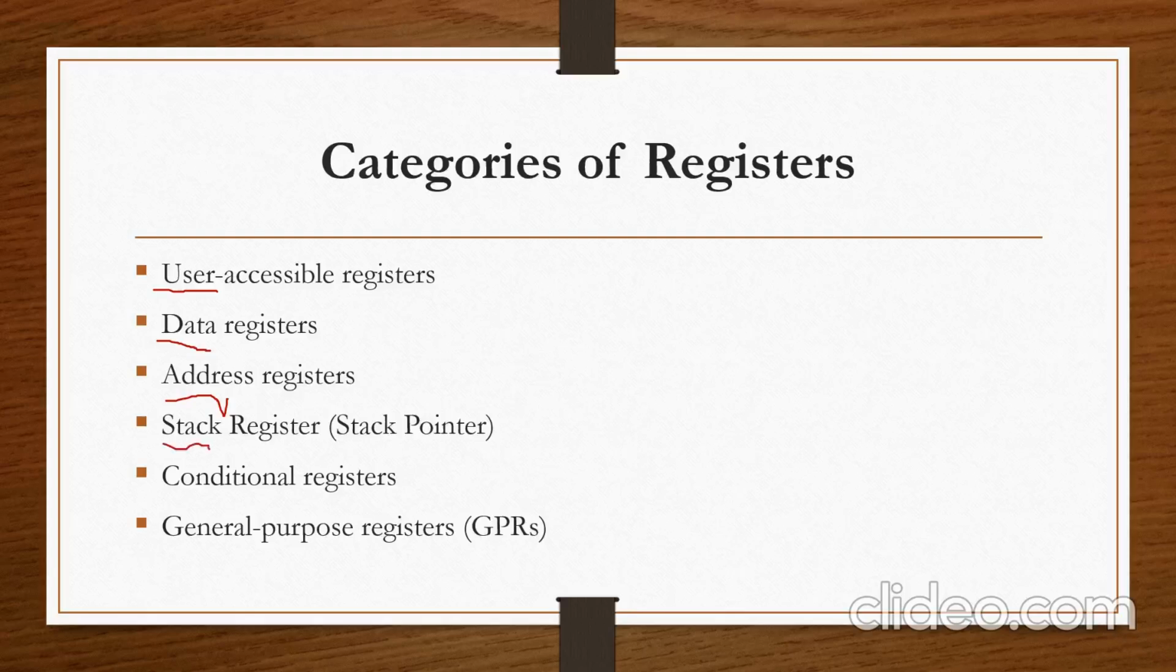Then we have the stack registers, which are used to maintain the stack. Then we have conditional registers. These hold the truth values often used by the computer to determine whether some instruction should or should not be executed. Then we have the general purpose registers, which can store both data and addresses and can be easily accessed. There are other different categories, but let us look at these for now.